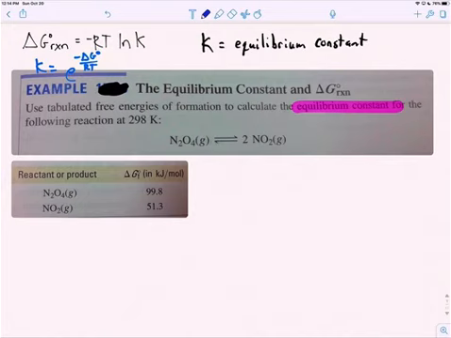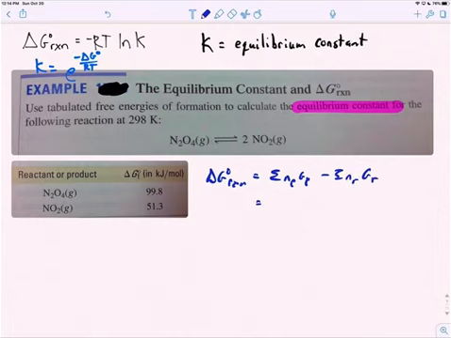But let's do this. Use the free energies of formation to calculate the equilibrium constant for this reaction. So we don't even have to do this reaction; we just calculate it out. So the delta G0 for a reaction is the sum of the n of the products, G of the products, minus the sum of the n of the reactants, G of the reactants.